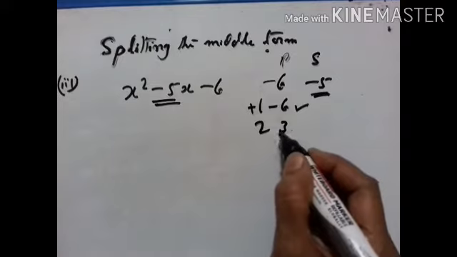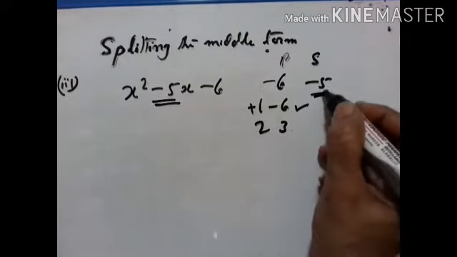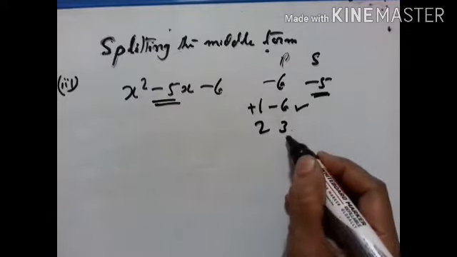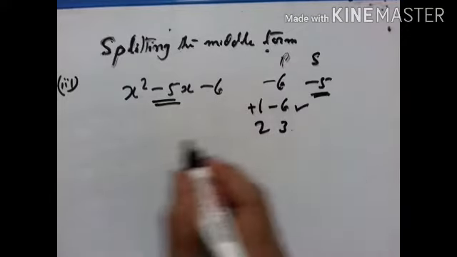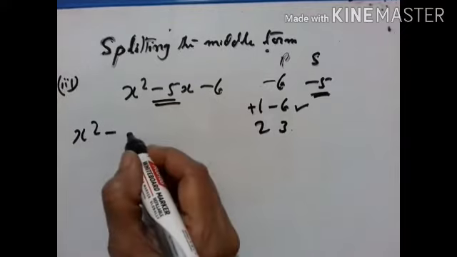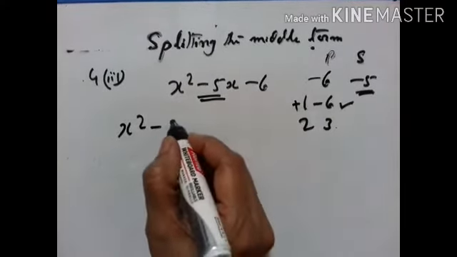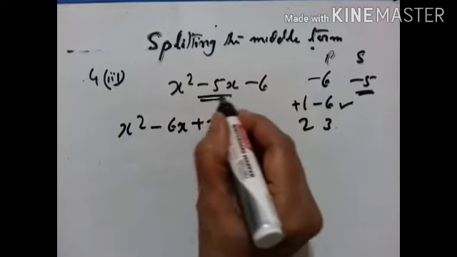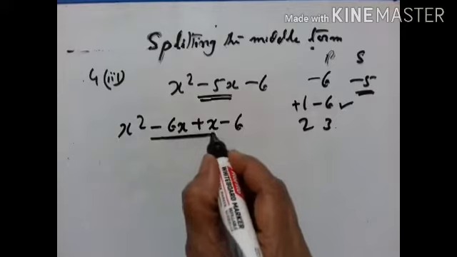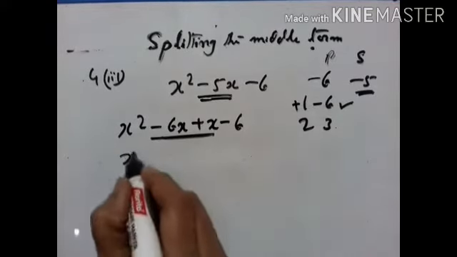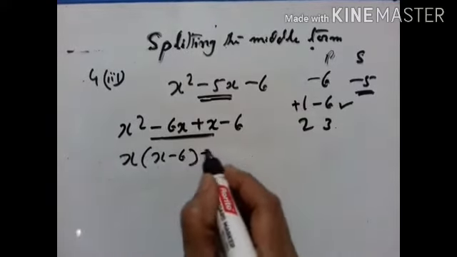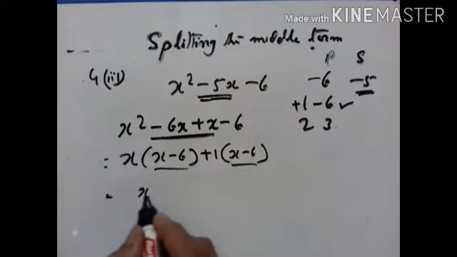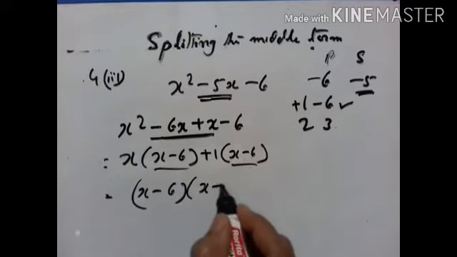We can't take this because minus 2 and minus 3 will give us minus 5, but minus 2 into minus 3 is equal to plus 6. So we can't take this. x squared minus 6x plus 1x minus 6. We have split minus 5x into minus 6x plus x. So x into x minus 6 plus 1 into x minus 6. x minus 6 is common. x minus 6 into x plus 1.